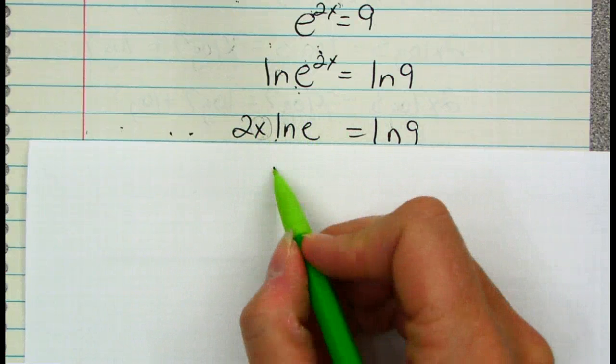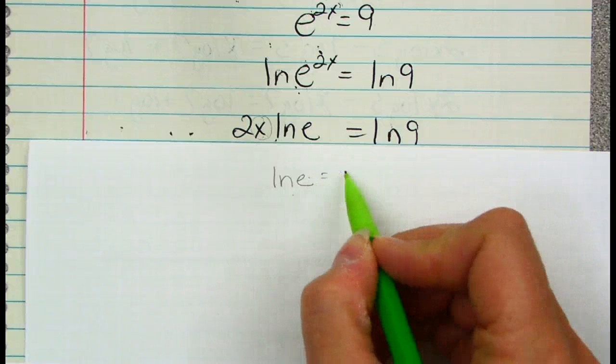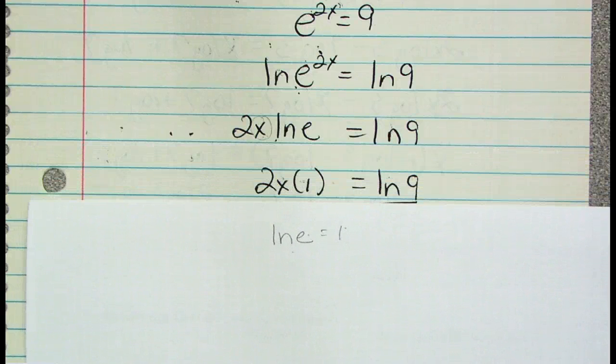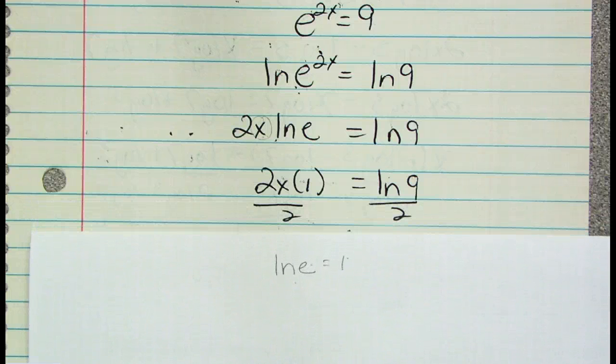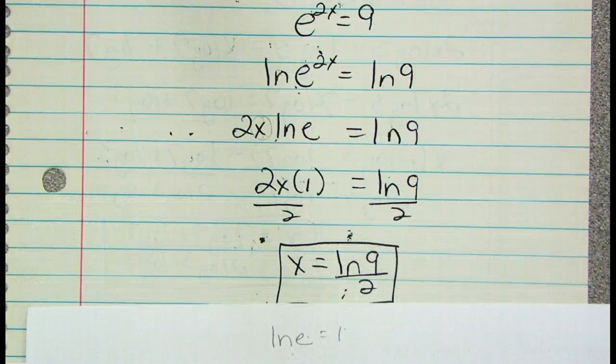Except natural log of e, so that's e to what power equals e? 1. So I'm going to replace natural log of e with a 1. So 2x times 1 equals natural log of 9. So now I'm just going to divide by 2. So x equals natural log of 9 divided by 2.